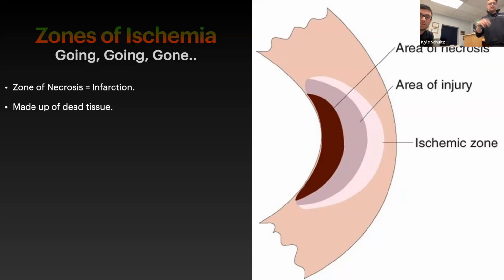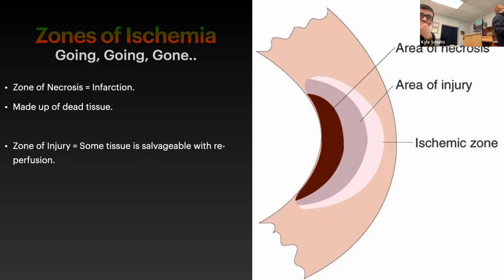So the different zones of ischemia, we're going to have first the zone of necrosis. That's the area on the very inside portion of the lesion, made up of dead tissue. That's all gone. There's no saving it. It doesn't matter when you get them to the cath lab, that stuff's going to be done. It's going to end up turning into scar tissue, which is no longer going to be able to effectively contract, and that's what leads to eventual heart failure.